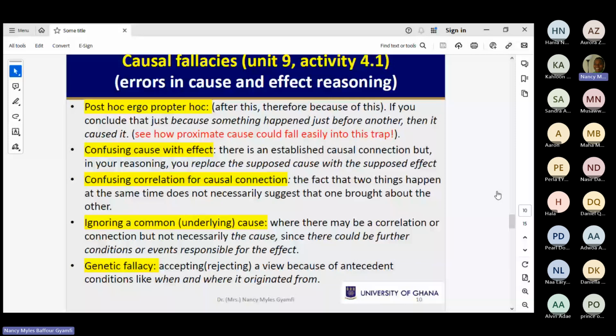And if they do that, that is fallacious. You have to make sure there is a causal connection, not just a temporality. Temporality meaning time, not just because one happened before the other. So you claim that it caused it. That's the first fallacy you see on your screen. Post hoc, ergo propter hoc.